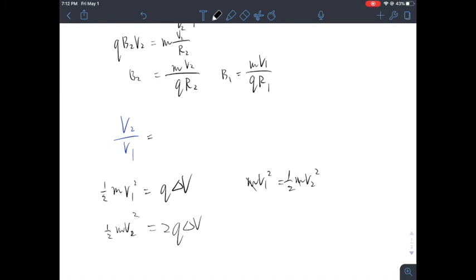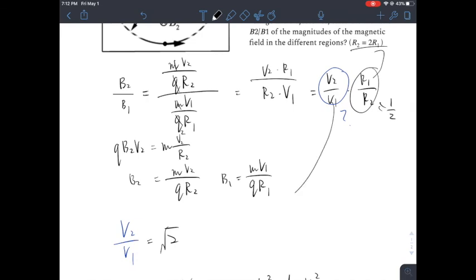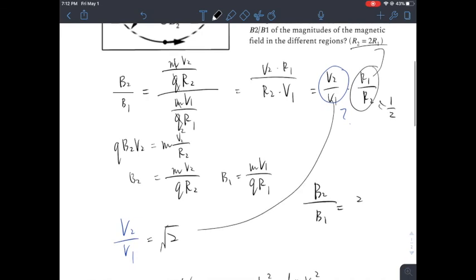We get m times v1 squared equal to 1/2 m v2 squared. Cancel out the m, and we get that v2 divided by v1 is the square root of 2. So now let's plug it in and we get our final answer: B2 over B1 is the square root of 2 times 1 over 2.